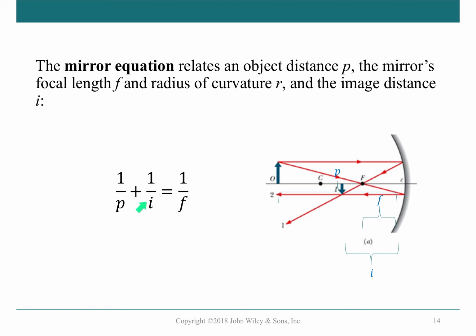I represents the distance to our image from our mirror's surface. If this is a positive value, then our image is located on the same side of the mirror as our object. And if this is a negative value, then our image is located instead on the opposite side of the mirror from that object. Our focal length can be positive or negative. If focal length is positive, then we must have a concave mirror. If focal length is negative, then we must have a convex mirror instead.